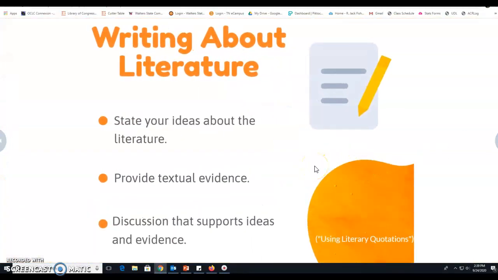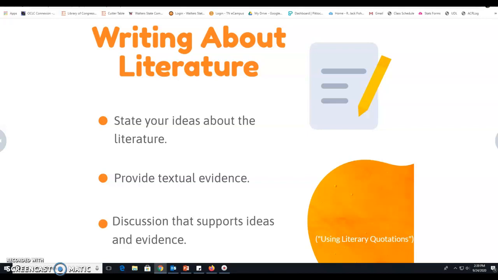A few things to keep in mind when you're writing about literature is that you will be stating your own ideas about the text. So if it's a poem or a short story or play, you're going to start off with your interpretations, what you see, and what you think about that piece of literature. Then you're going to provide textual evidence, either in the form of a primary source or a secondary source. For the primary source, you're going to be quoting or paraphrasing from the text you're studying, so that piece of literature. And when you use secondary sources, you're going to be doing research and gathering literary criticism that supports what you're saying as well.